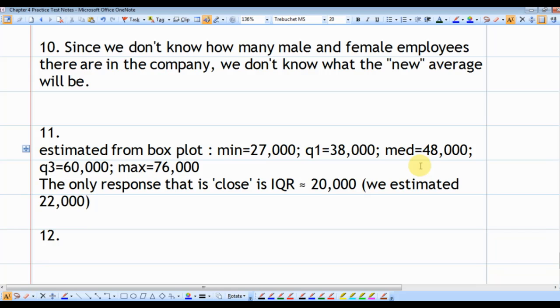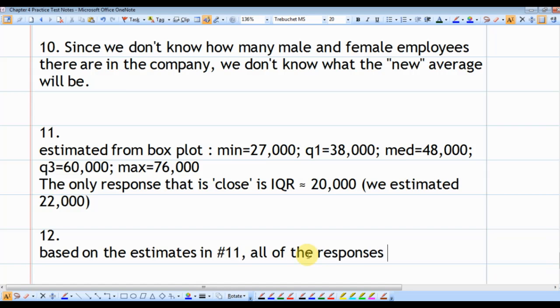So B looks pretty good, right? About 10 employees make more than 50,000. It's pretty close. C, nobody makes more than 80,000. Yeah, that's true. The maximum salary here we estimated to be 76,000. So it really looks like all of those were true. So D, based on the estimates, all of the responses are true. Okay?